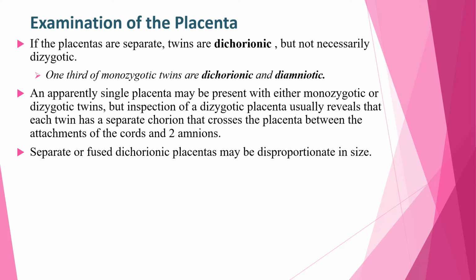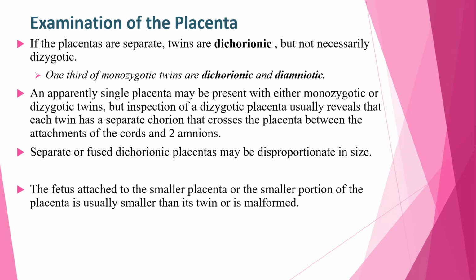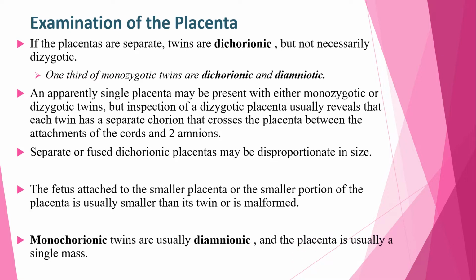Separate or fused dichorionic placentas may be disproportionate in size. The fetus attached to the smaller placenta or the smaller portion of the placenta is usually smaller than its twin or it is malformed. Monochorionic twins are usually diamniotic and the placenta is usually a single mass.